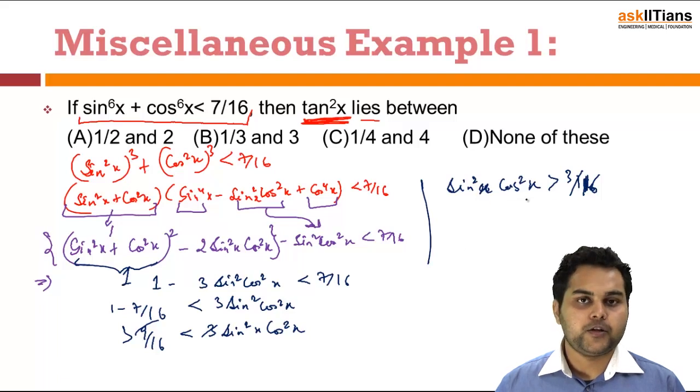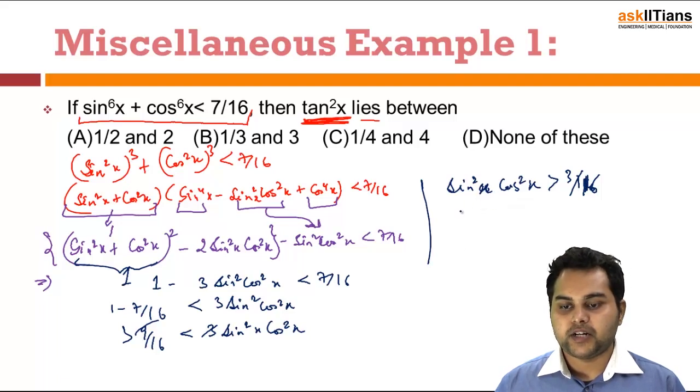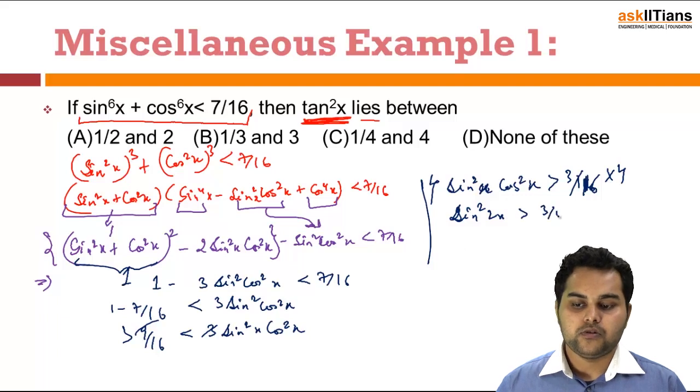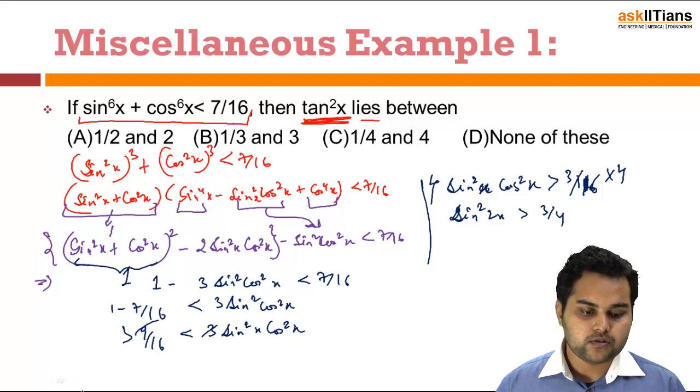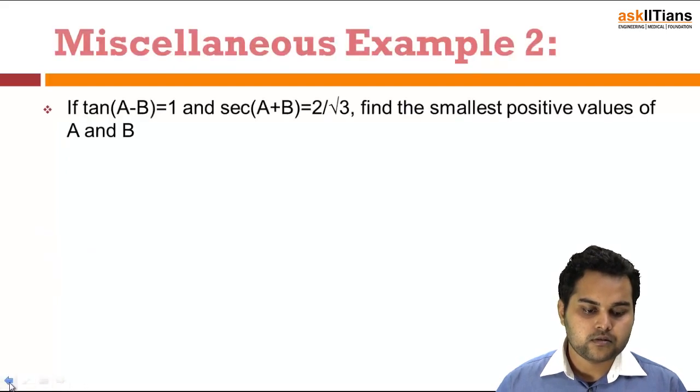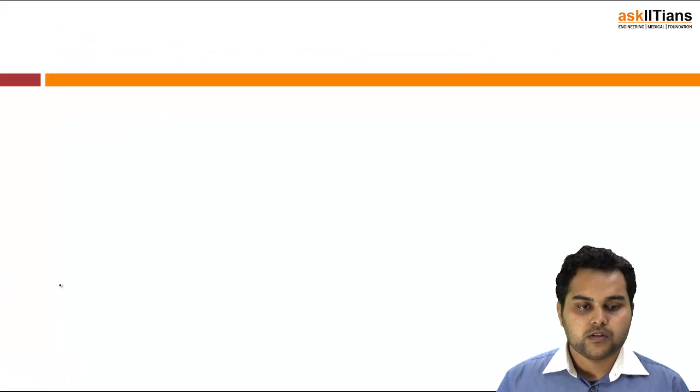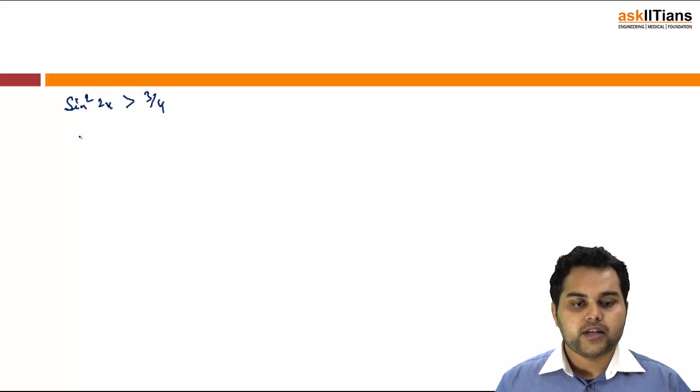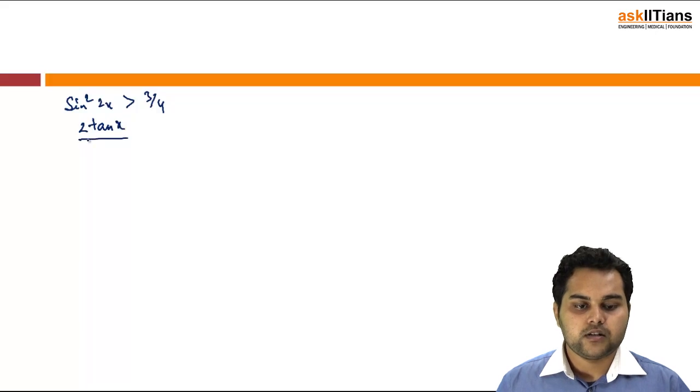I would convert this in sin 2x terms, so I multiply both sides by 4 to get sin square of 2x greater than 3 by 4. I'd proceed with the same equation on the next slide, that is sin square 2x greater than 3 by 4. I can write sin 2x as 2 tan x over 1 plus tan square x, and as it is a square, I would square this whole and it would be greater than 3 by 4.